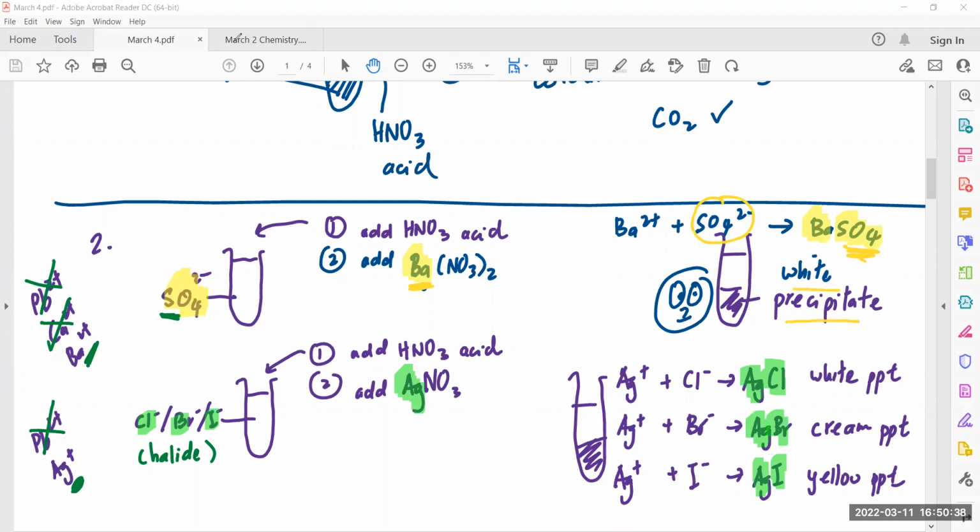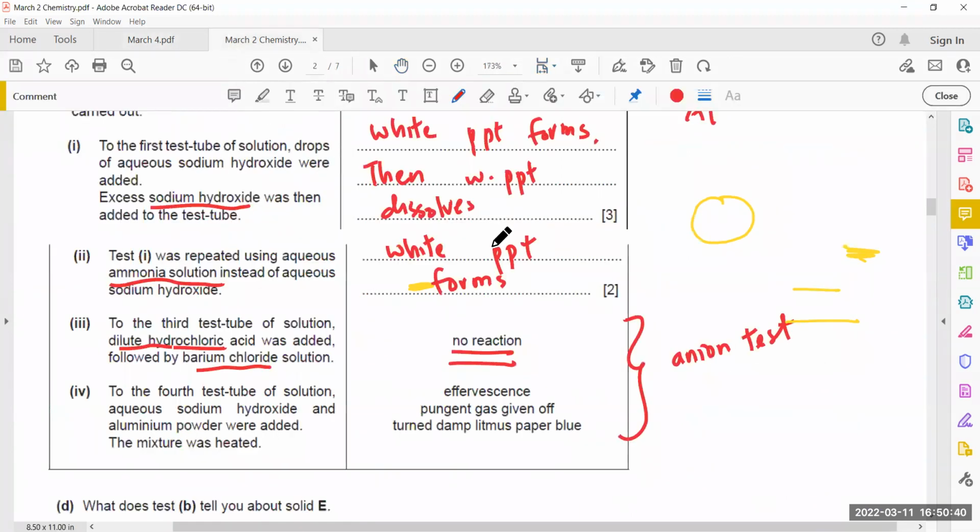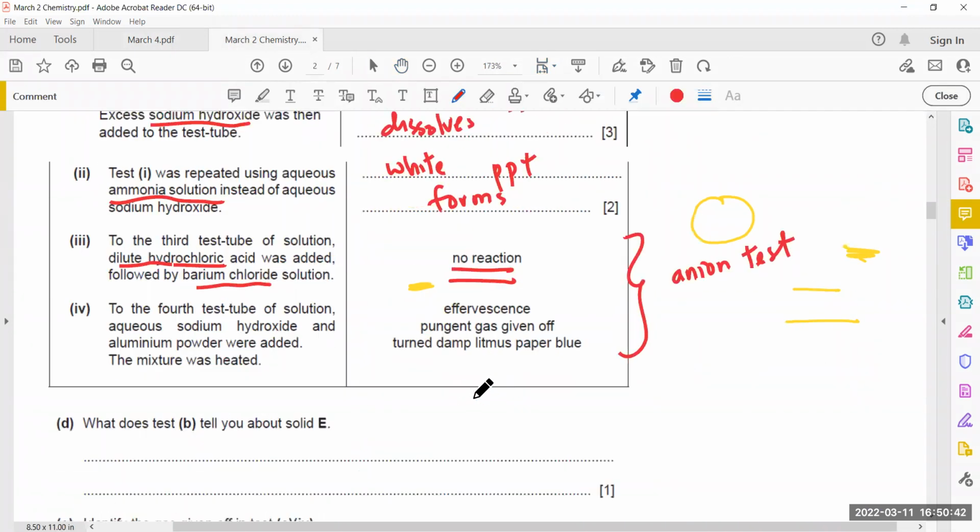But in this question, there is no white precipitate. They didn't say anything about white precipitate. They just say no reaction. So if they say no reaction, that means no sulfate. Get it?